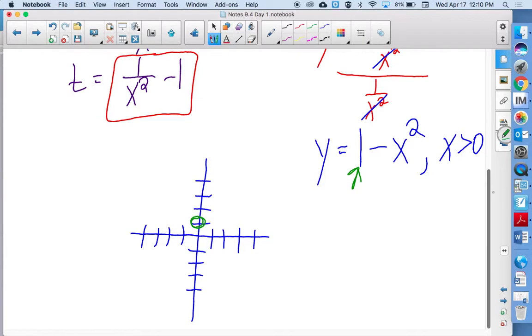So we're moving over 1. 1 squared is 1, but I'm going down because it's a negative. Over 2. 2 squared is 4. But again, we're moving down because it's negative.